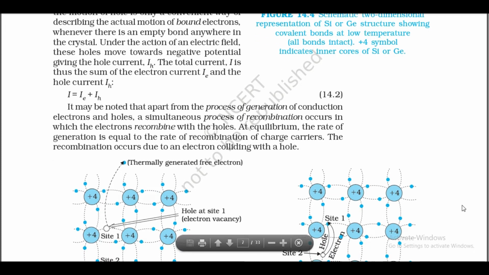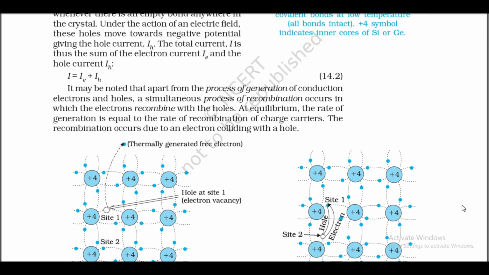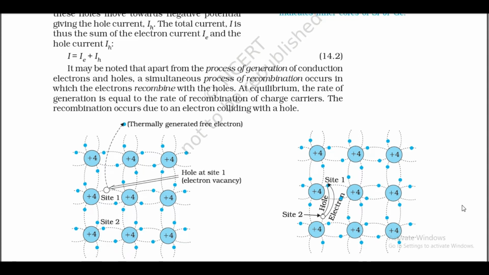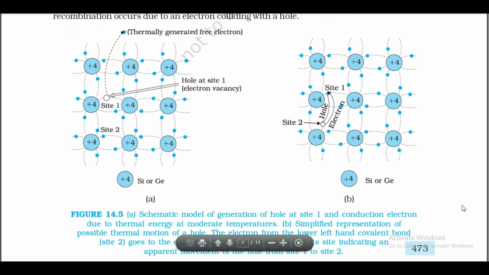It may be noted that apart from the processes of generation of conduction electrons and holes, a simultaneous process of recombination occurs, in which the electrons recombine with the holes. At equilibrium, the rate of generation is equal to the rate of recombination of charge carriers. The recombination occurs due to an electron colliding with a hole.